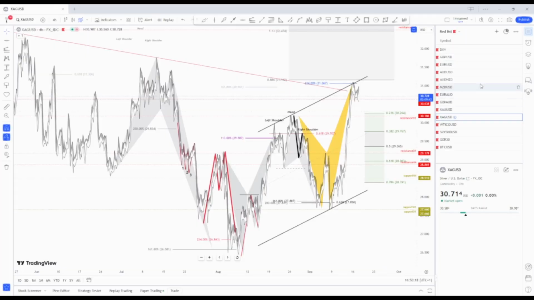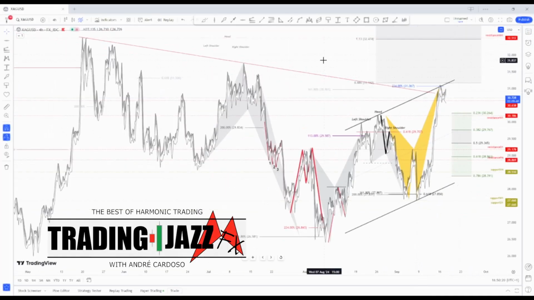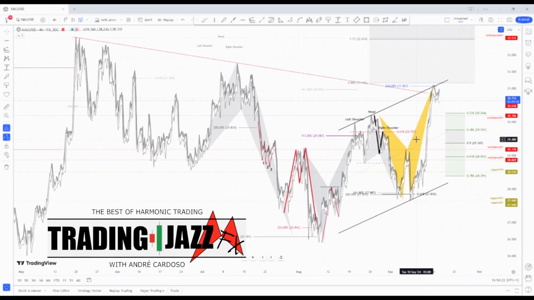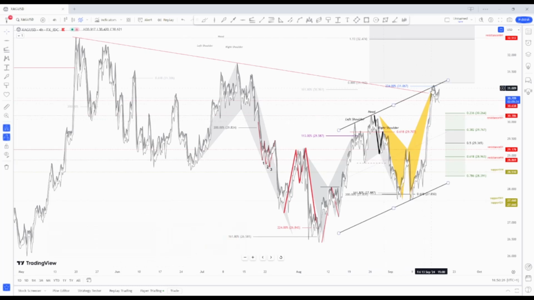The same happening for the silver market, and this is one of the patterns that I've been tracking carefully, and this is one of my trade setups for the week. Basically an attempt to short the metal, in this case the silver.